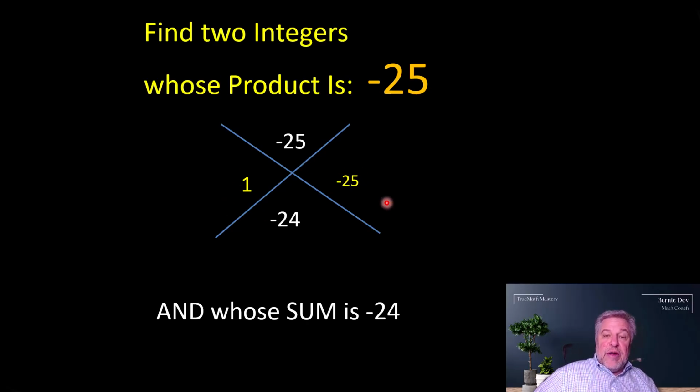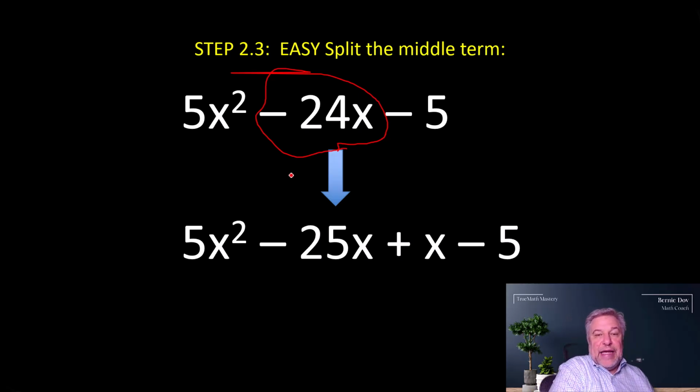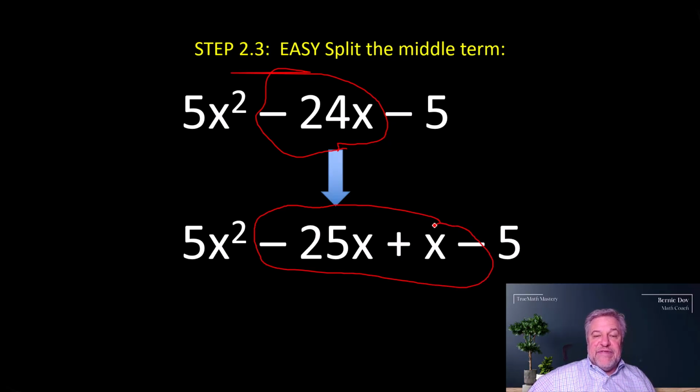Now these are our magical missing numbers: positive 1 and negative 25. What do we do with them? We take the original quadratic expression and we take the middle term, negative 24x. Since we found two integers that add up to negative 24, we split it, because negative 24 is equal to negative 25 plus 1. So we replace negative 24x with negative 25x plus x, and the expression has the same value. 5x squared minus 24x minus 5 is the same as 5x squared minus 25x plus x minus 5.